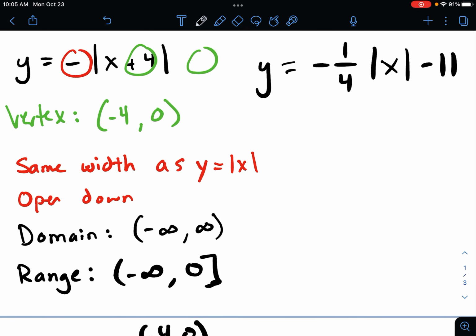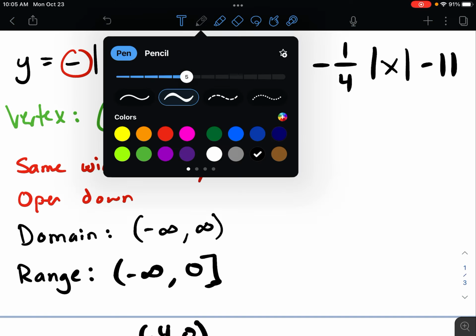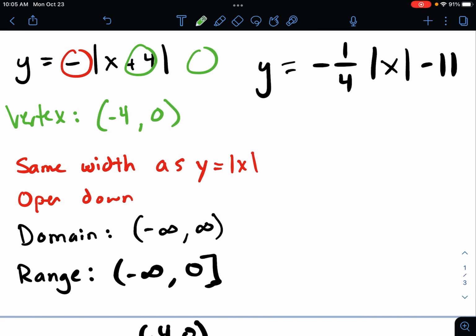See if you can pause the video right now and try this on your own. Try to identify the vertex, try to identify information about the value of a, and then think about the domain and the range. All right, so pause the video now and then resume once you think you figured it out.